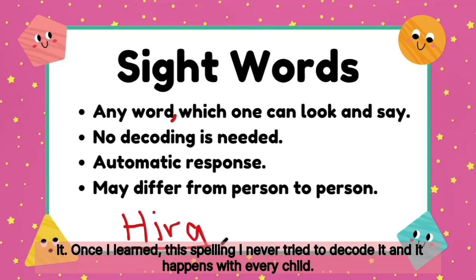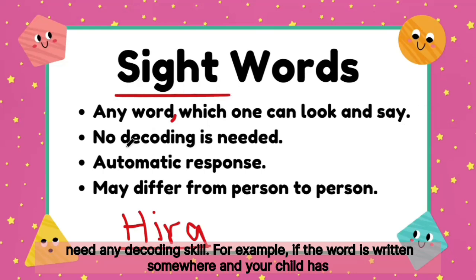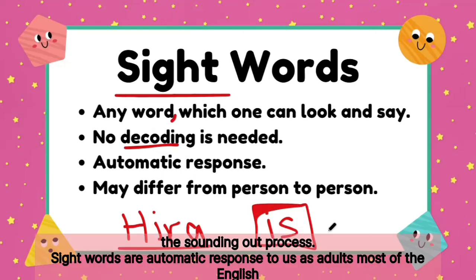Once I learned the spelling, I never tried to decode it, and it happens with every child. Their names are sight words to them. They can look and say them. Moreover, sight words don't need any decoding skill. For example, if the word is written somewhere and your child has memorized it, it is fixed in his memory, so he doesn't even bother to go for the sounding out process. Okay. Sight words are an automatic response.